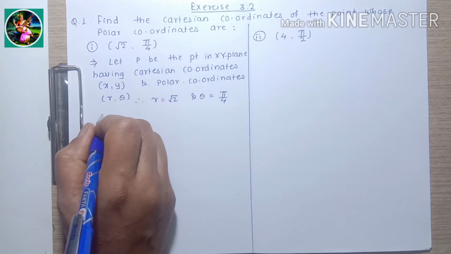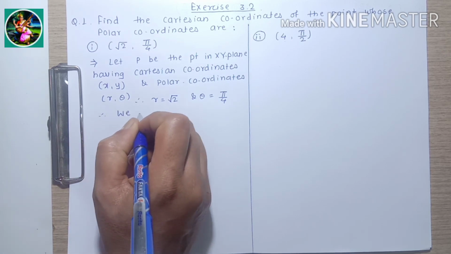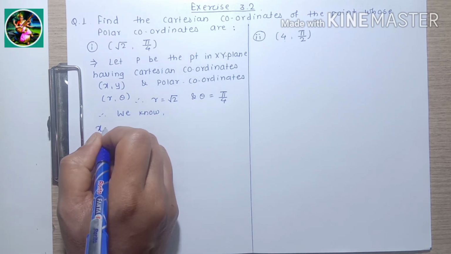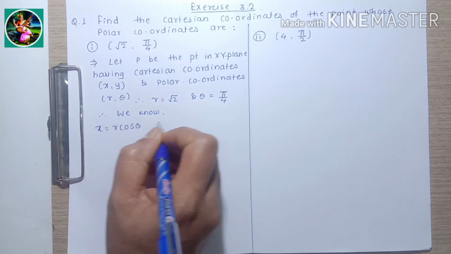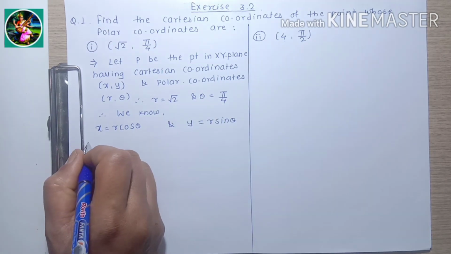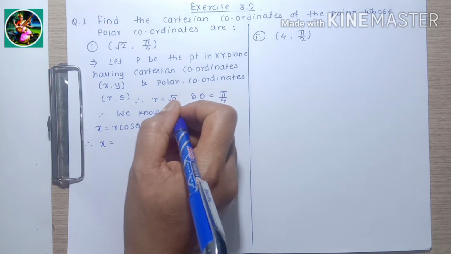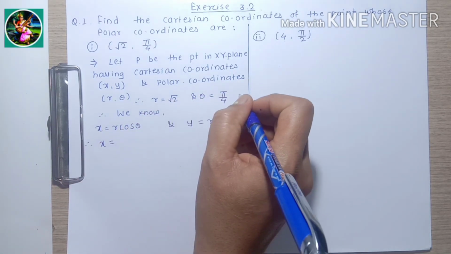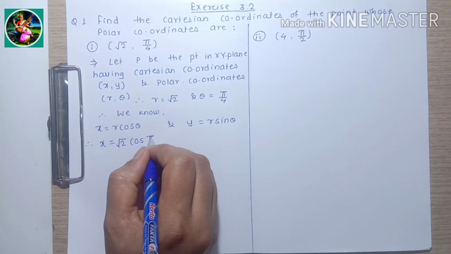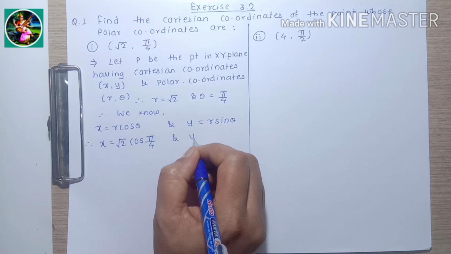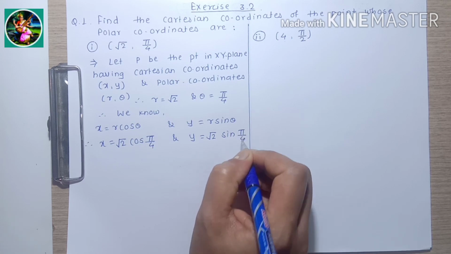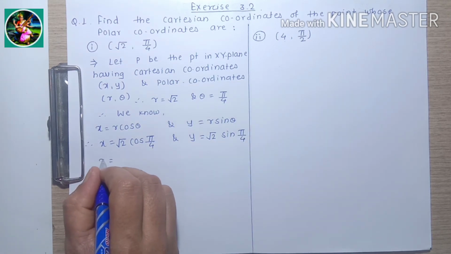Okay. Therefore, we know the relation between Cartesian coordinates and polar coordinates is that x is equal to r cos theta and y is equal to r sin theta. Therefore, x is equal to, here we substitute the values of r and theta, that is √2 cos of pi/4, and y is equal to √2 sin of pi/4.